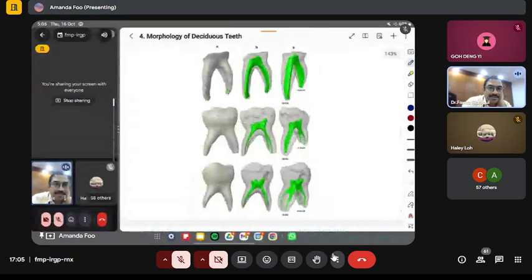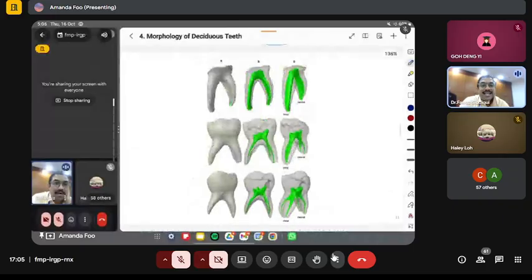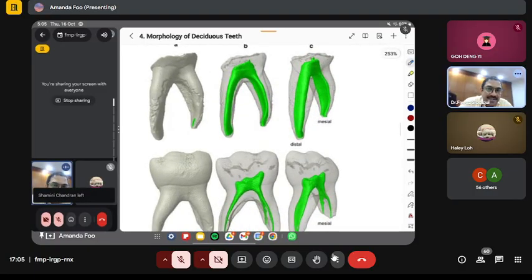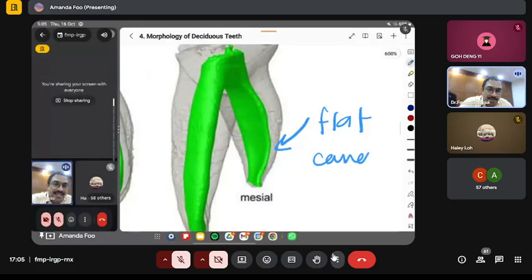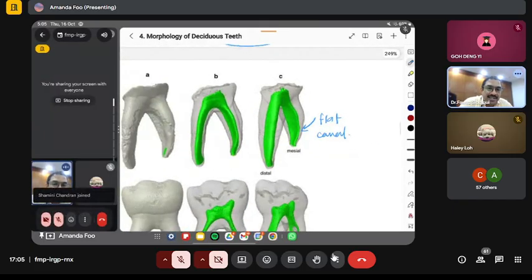Yeah. So this also shows how the canals are in a primary molar. Okay, so this is a picture of a primary molar, and you see the root canals in the primary molars are very flat. They're not round and cylindrical. So if you're doing your rotary endodontics, it's very difficult because the canal is flat. Okay, you see the mesial canal is so flat. So cleaning and shaping is impossible like how you do in the permanent teeth.